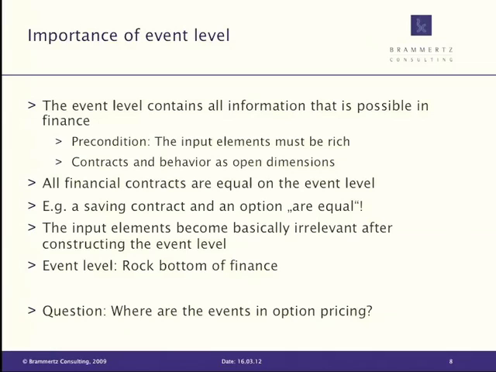Okay, so the event level contains all information that is possible in finance, and of course that has some preconditions, that the input must be rich. The event level can only be as good as our model is, but the model can be very good, because a financial contract can be described. It's a finite set of rules. The contract, the market condition is something different, so you keep them separate. But the contract, the rules of the contract are.